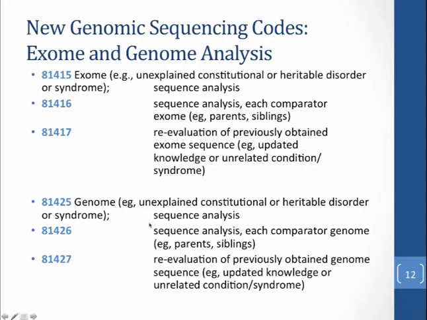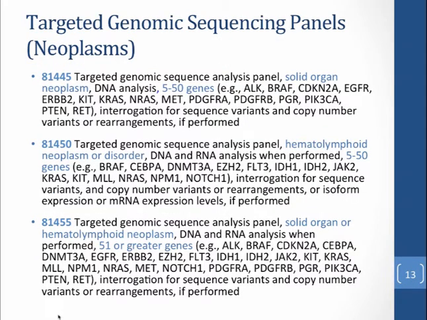So these will probably be the most difficult codes for payers to decide what they're going to pay. And I wouldn't be surprised if some of them simply don't get priced immediately because most payers, of course, haven't been asked to pay for a whole genome yet.